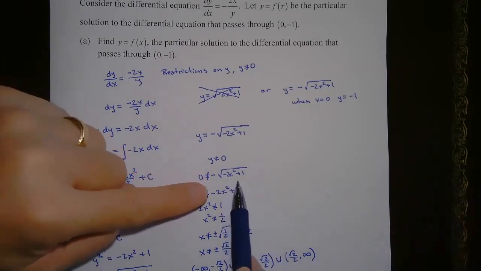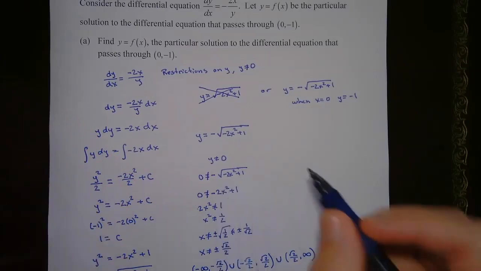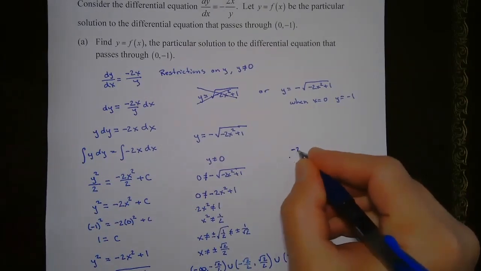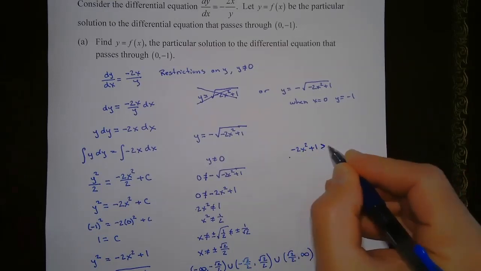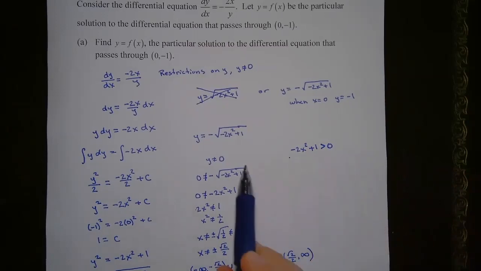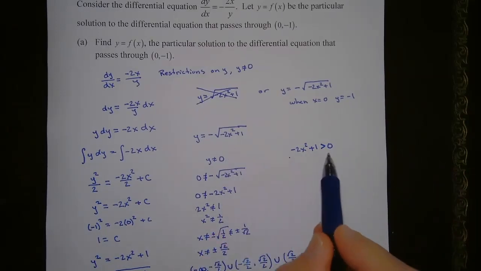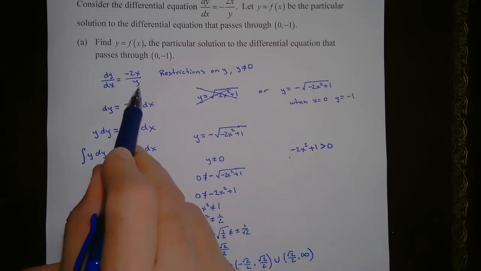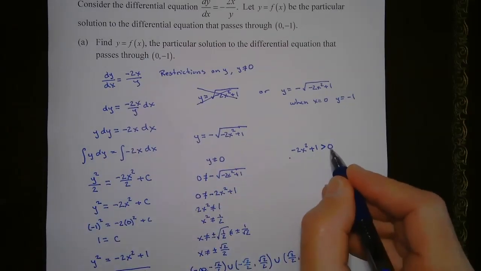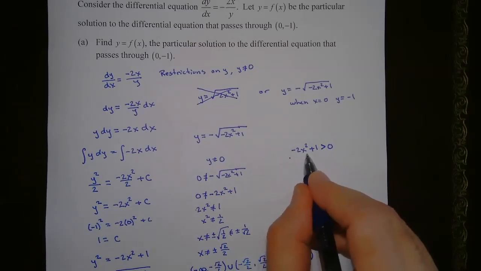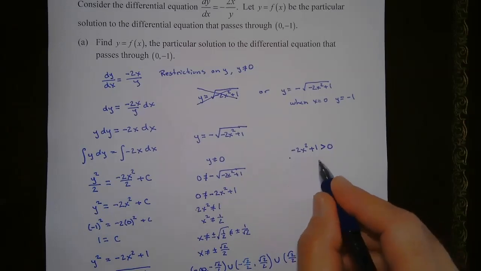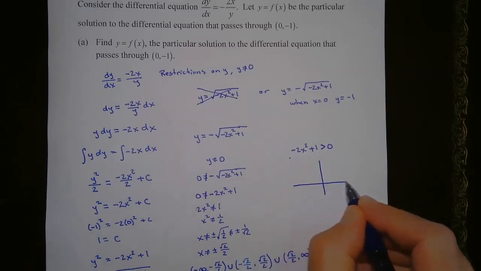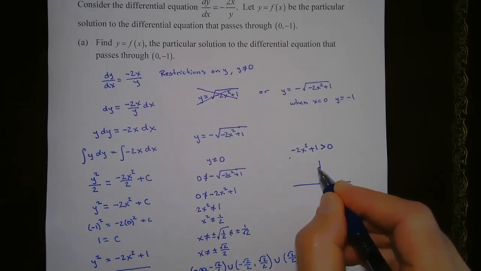Negative 2x squared plus 1 is a parabola, okay? So we also have to take a look at this. Negative 2x squared plus 1 has to be greater than 0, because normally we'd say greater than or equal to 0, but it can't be equal to 0 because of this restriction over here. All right, so now this is a parabola that's been shifted up 1, and it's opening down. It hasn't been moved left or right, so the vertex is right on the y-axis. So it's going to look something like this.